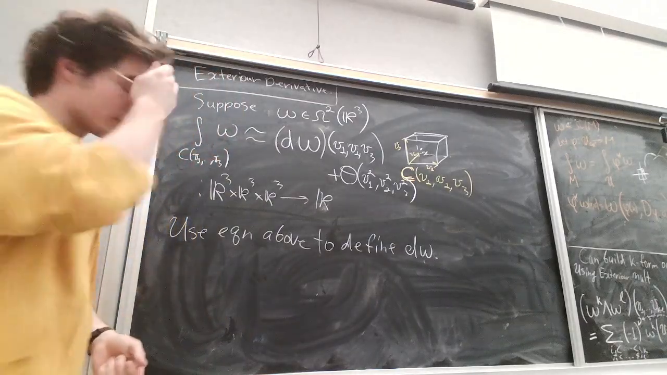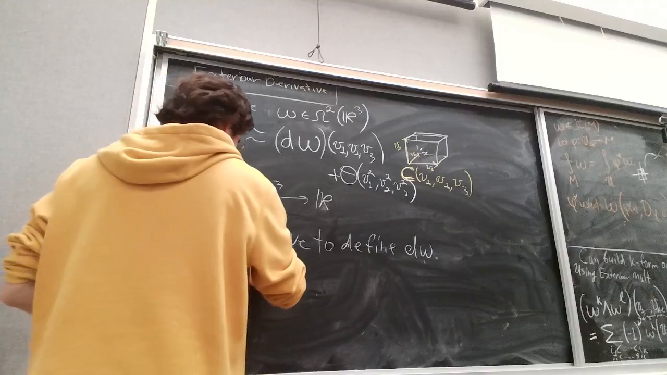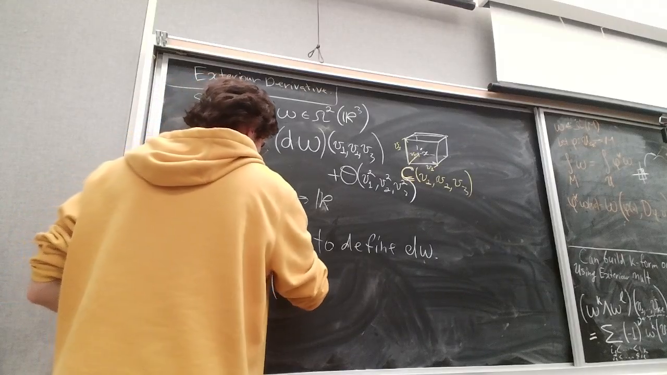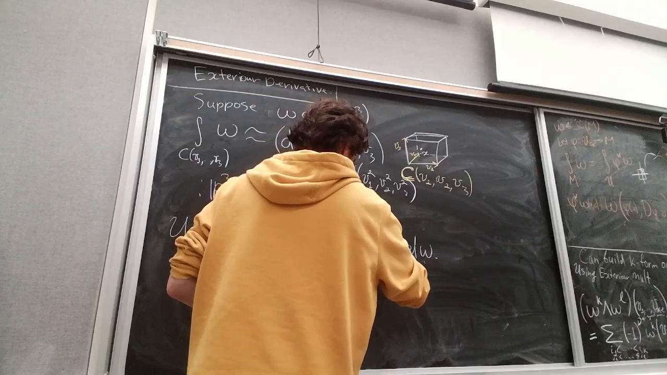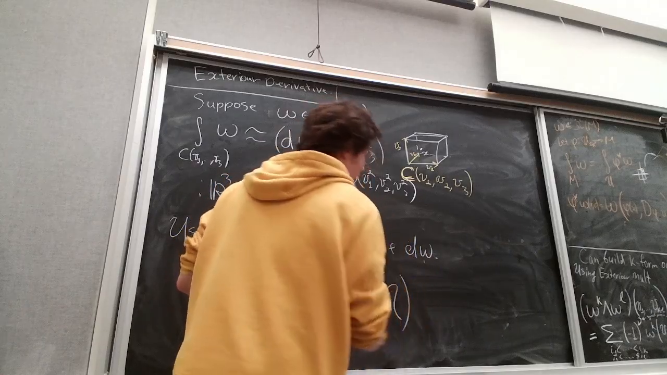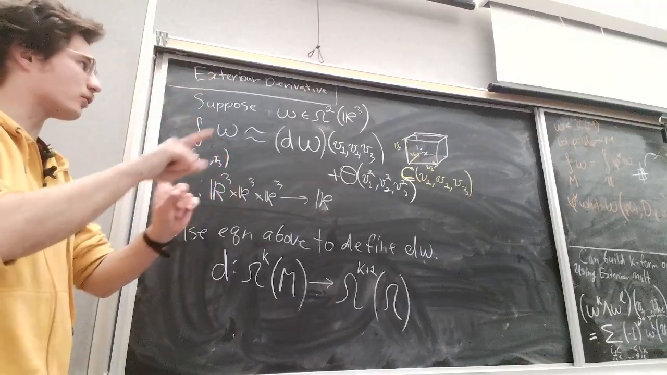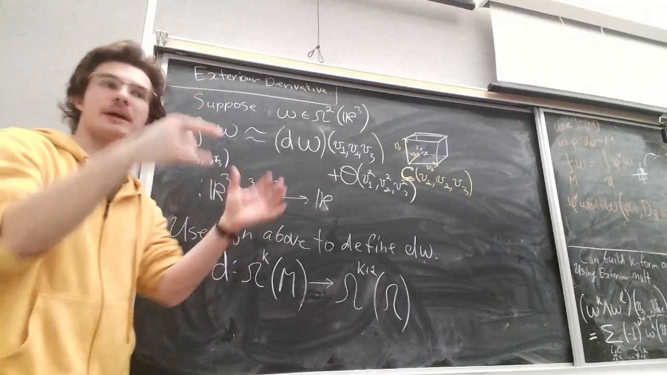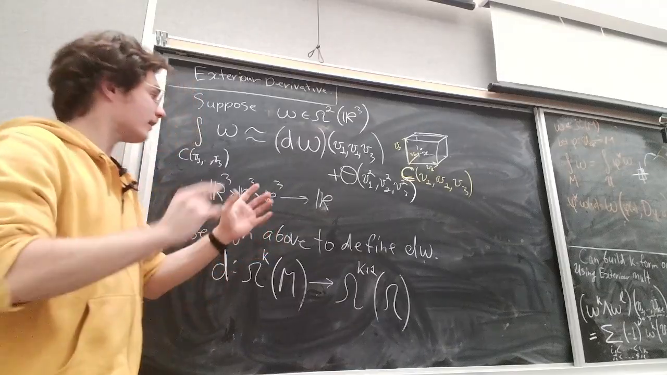Do you agree? So this gives us this operator d, which goes from k forms into k plus 1 forms. And roughly the way you get it is you look at all the possible cubes that you can integrate omega on. Do you agree? And then vary the cubes.